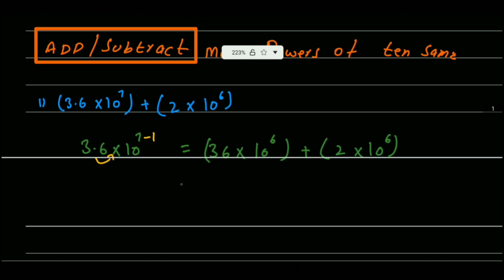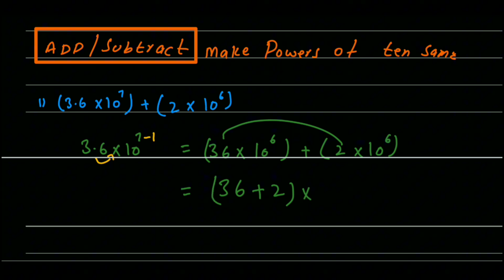Next step, 10 raised to power 6 will be taken common. First of all, you can write 36 plus 2 in bracket. 36 plus 2 in one bracket, multiply 10 raised to power 6 will be outside. You can say 10 raised to power 6 is common.